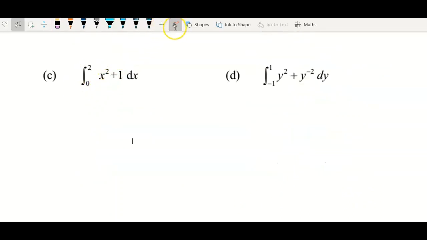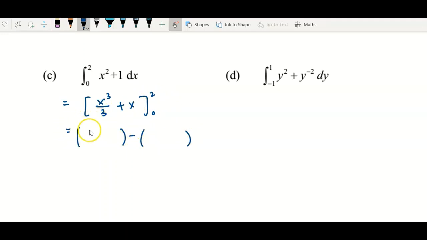For this question, a simple question, just integrate. You get x cubed over 3 plus x. Put in the lower limit, upper limit. Get ready 2 brackets. Substitute 2 inside, you get 8 over 3 plus 2. Substitute 0, you get 0. So finally, you have 8 over 3 plus 2. Yeah, that is 14 over 3.